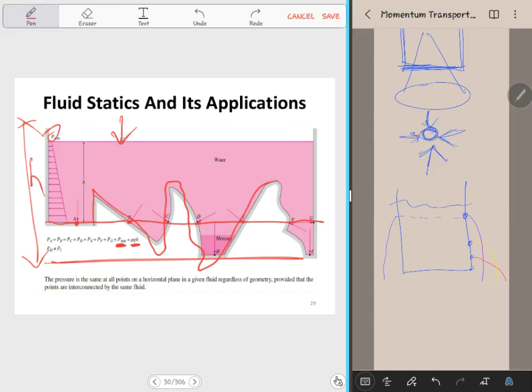So he's saying that for the pressure at A, B, C, D, E, F, G, H to be the same, first the fluid here must be in equilibrium. It must be static, and then irrespective of the geometry of the base, it should be the same. And the fluid in all directions, all those points should be the same. Are you okay?